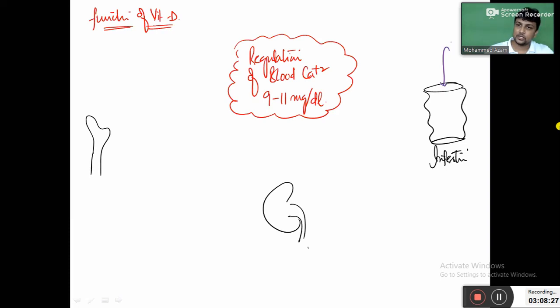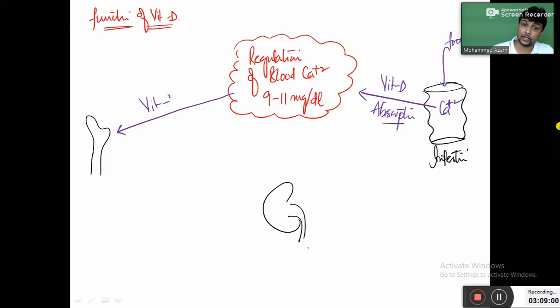Whatever food you are consuming, in that food you'll be having calcium. For example, I'm drinking milk. Milk will have a good amount of calcium, and that calcium will be absorbed with the help of vitamin D. So what is the function of vitamin D? Absorption of calcium from the intestine. Easy way to learn. After absorption of calcium from the intestine into the blood, from the blood the calcium will be taken and deposited into the bone. Who will deposit? Vitamin D. That means vitamin D is helping in bone formation. Vitamin D helps in the formation of bone.